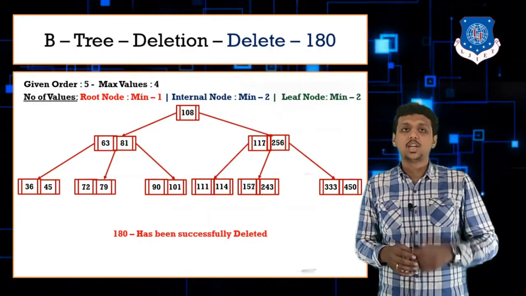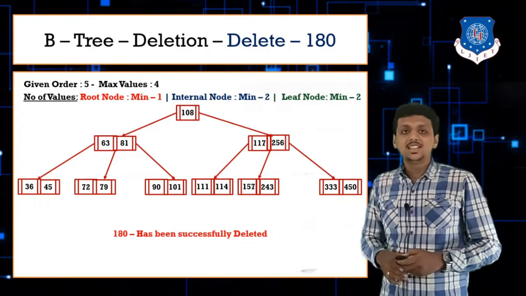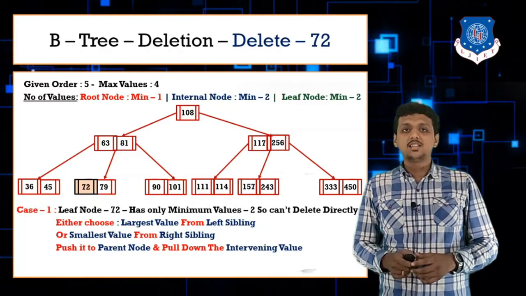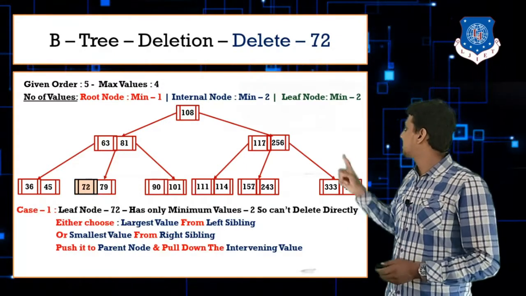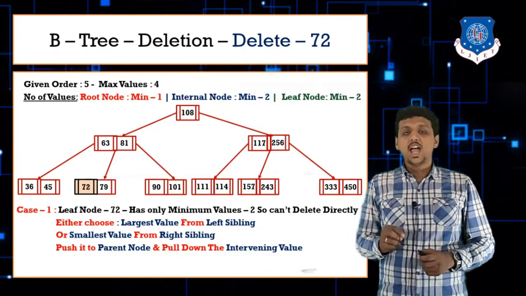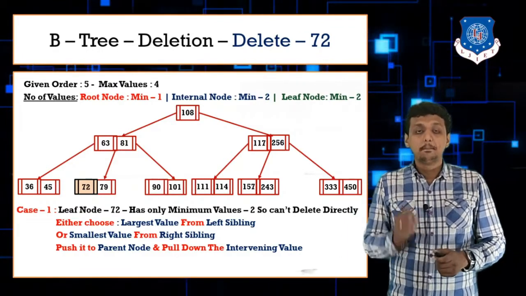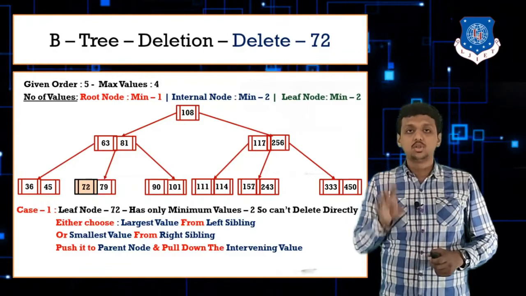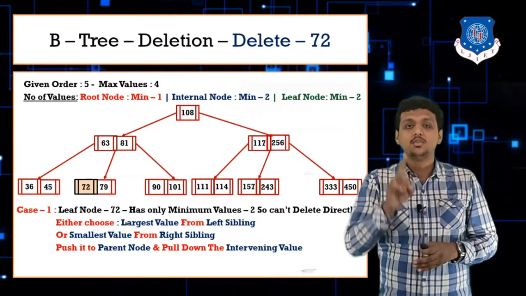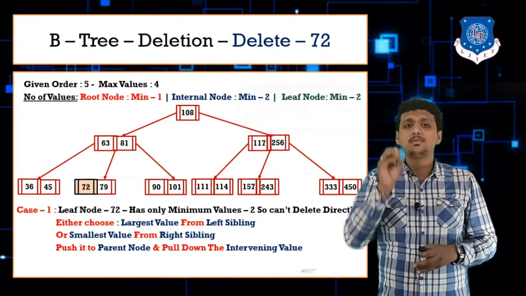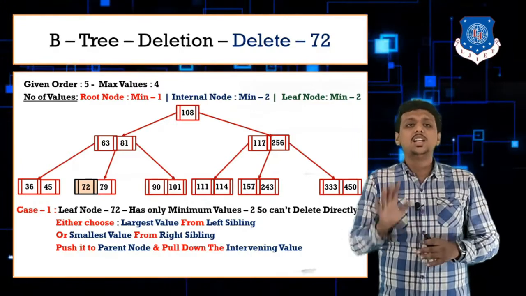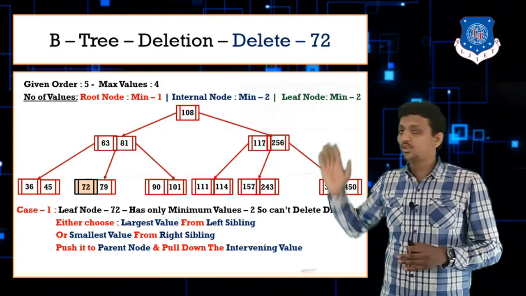Fine. So now let's see the next deletion operation. Students, in the next case, if here I want to delete 72. Now here I want to delete 72, but it is situated at the leaf node, so it becomes our case number 1, where 72 has the minimum number of values. So you can't delete 72 directly from the tree.